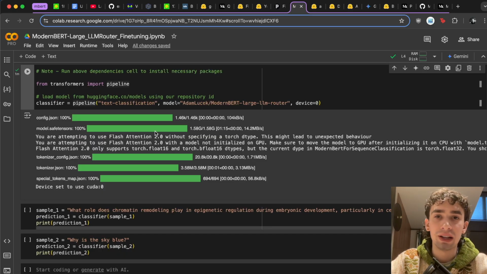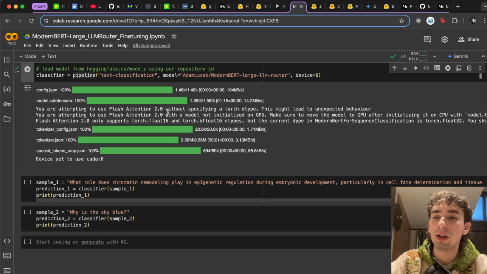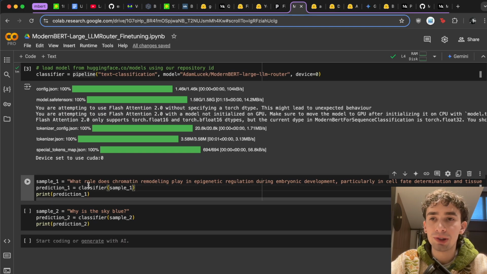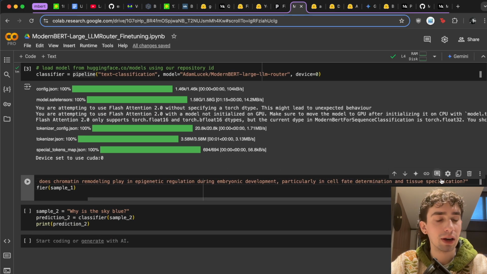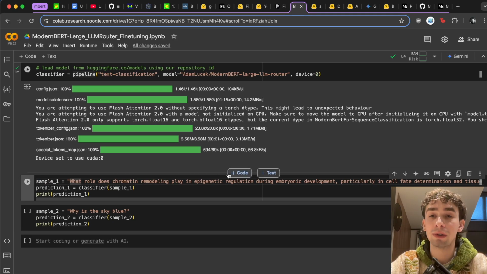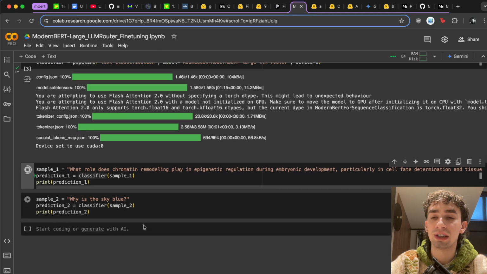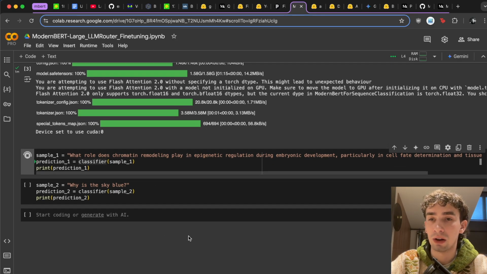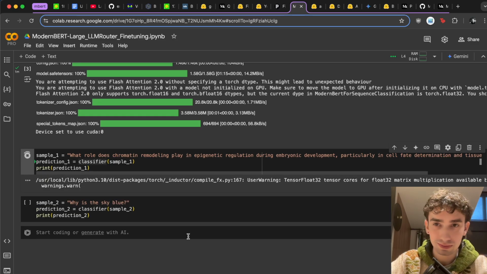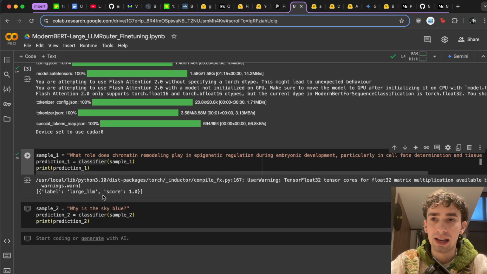So after the 1.5 minutes or so it took to load that, what we can do is run through some predictions. So for our first sample, we're going to pass in this quite complicated biology, I think, related question that I kind of asked Claude to make for me. And what we're hoping for is to see it output that it should be a large language model. And that's what we see.